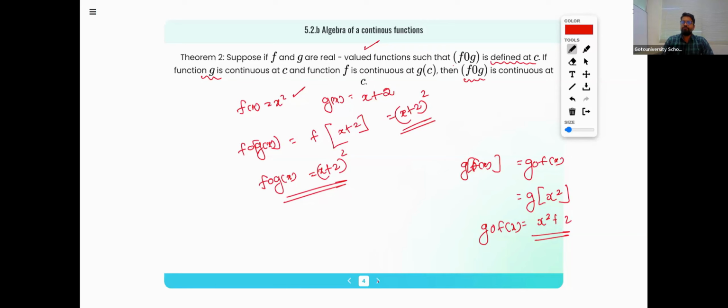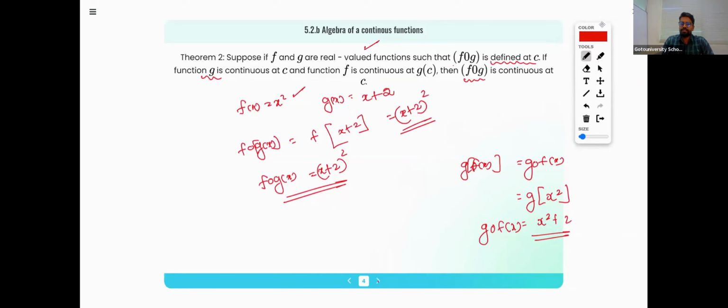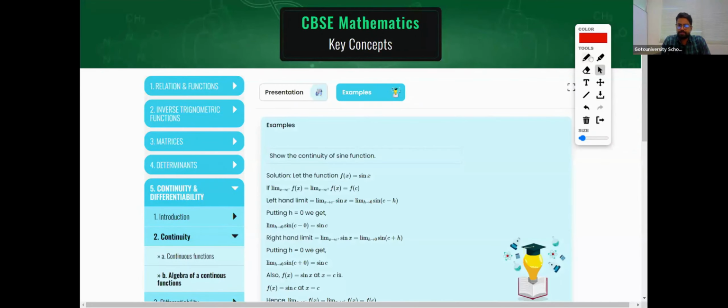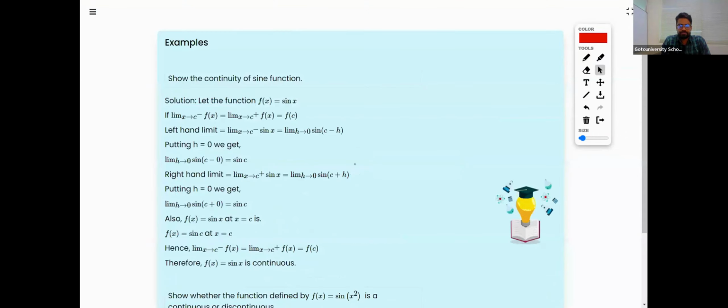Not just that, f of g is continuous at C, and at the same time g of f is also continuous at C. Not only this order, we can also say g of f is continuous at C. These are theorems which are not asked for directly, but we need to know them so that we can prove some questions with the help of these theorems. So let us see how we can use them in our problems. Let's look at some examples.